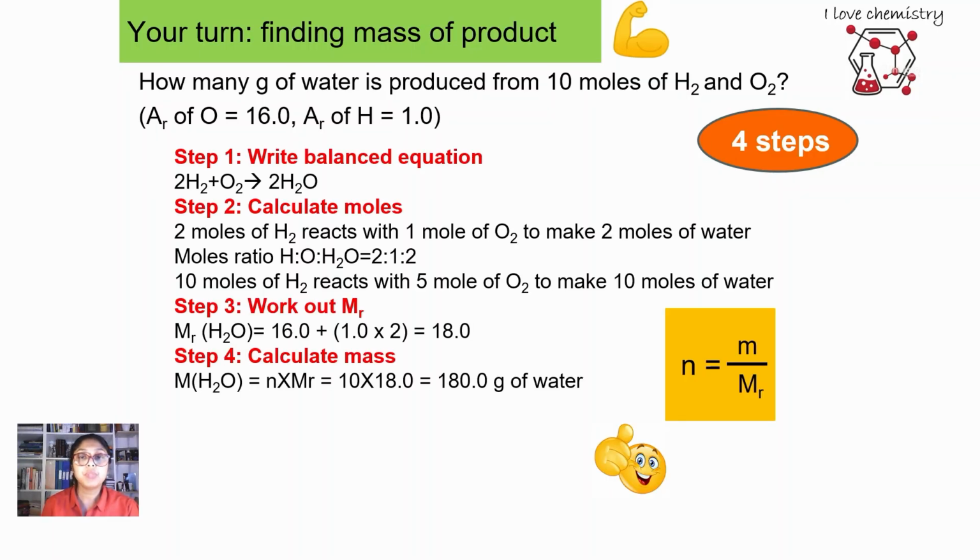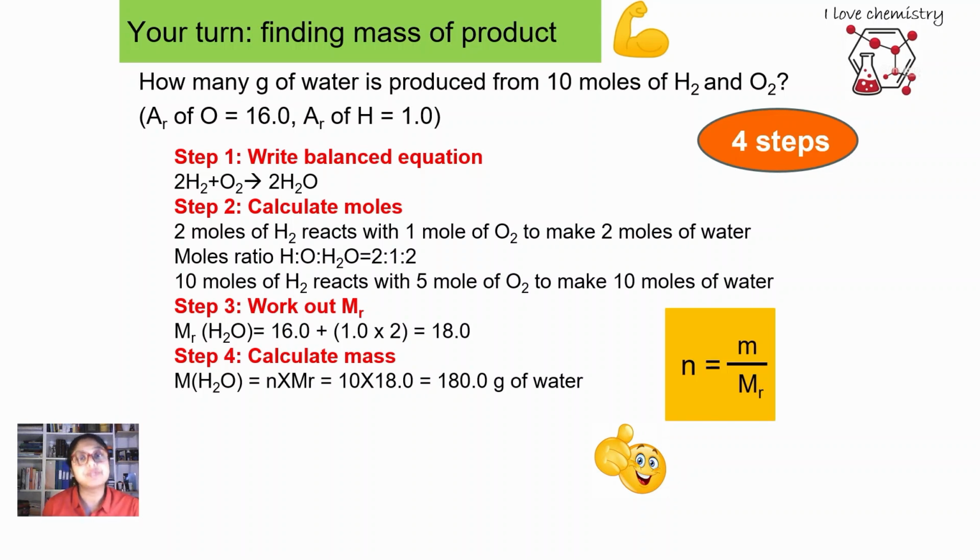Have you got the answers? So let's go through it. Step 1, write the balanced equation. We got it. Then step 2, use the mole ratio. We got it. Hydrogen to oxygen to water, 2:1:2. So 2 moles of hydrogen reacts with 1 mole of oxygen to make 2 moles of water. So from there we can say 10 moles of hydrogen reacts with 5 moles of oxygen to make 10 moles of water. Now here is a little trick.